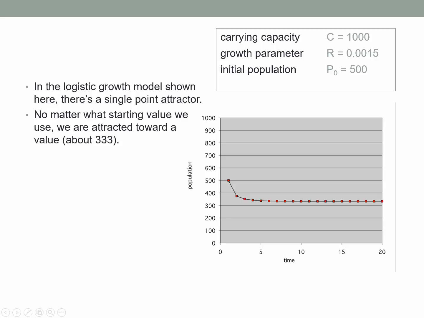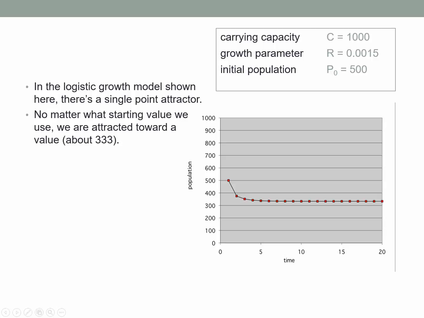Now, another way to say that, using our new language, is that there's a single point attractor. No matter how you start using this particular logistic growth model, you find yourself drawn toward this population value of 333. So suppose that for some reason the model were disrupted, and the population suddenly dropped down to 100. Who knows what happens? But then suppose that, again, the population growth model was operating as usual. What you discover is that the population would recover and it would tend again towards this limiting value of about 333.